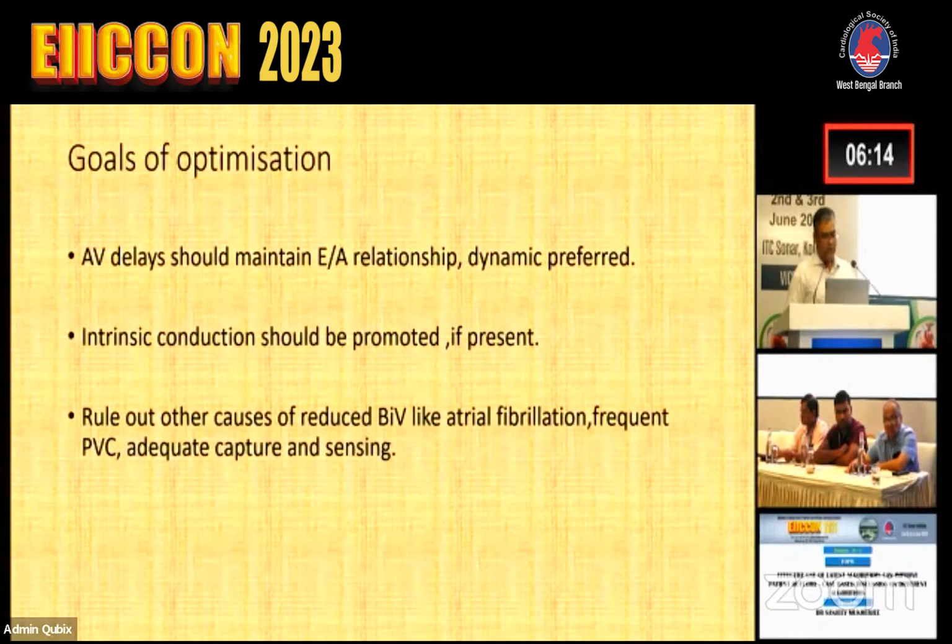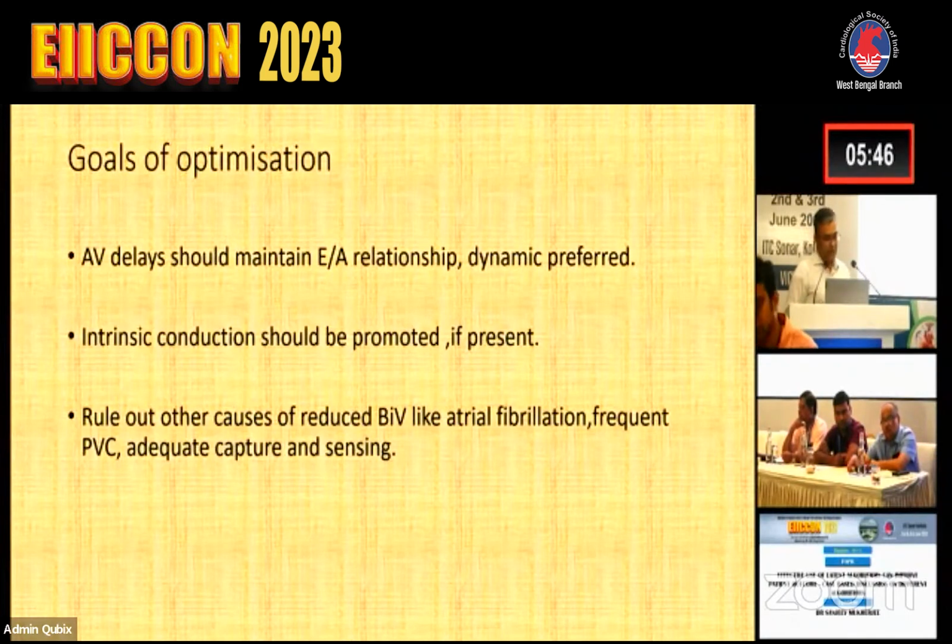So the goals of optimization are: you need proper AV delays so that you can have a good EA relationship. And one last line, dynamic is preferred. The reason is very clear. You have put in a device and programmed the AV delays, but remember, those AV delays are at rest. The moment the individual walks and does his activities, AV delays will change and synchronization might change. That is where these algorithms do better, because they try to make it more dynamic.